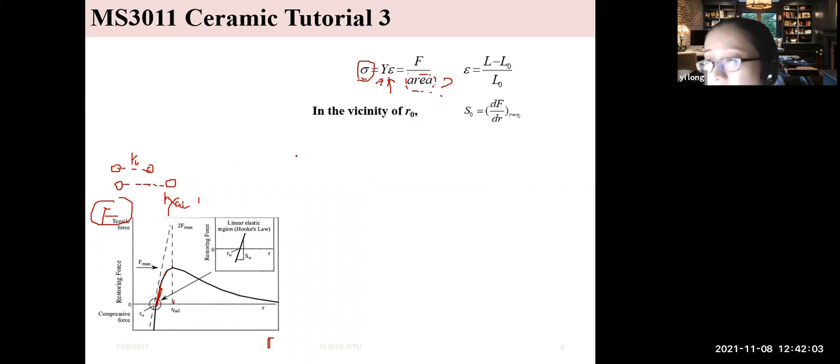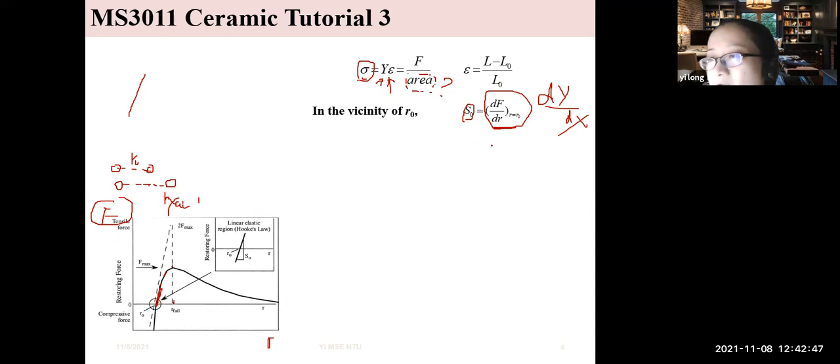At any place, this S naught we call the stiffness. You learned this in year 2, but I'll summarize it here. S naught equals dF over dr, which is dy over dx, evaluated at r equals R naught. The good thing is, as we said at the very beginning, this is an elastic deformation. So dF over dr is year 1 maths, since it's a linear relationship, which is very easy.